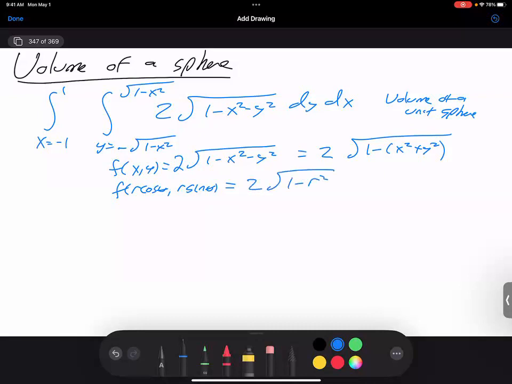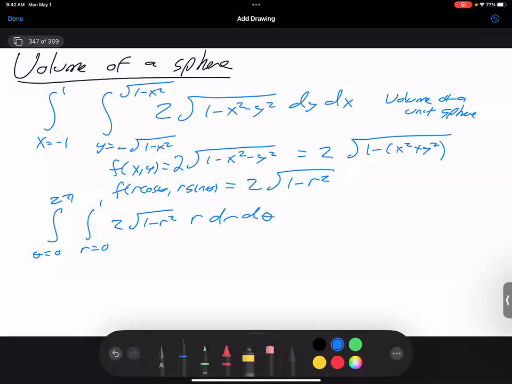Yep, perfect. And so for a lot of these problems, there's really no theta dependence. And that's one of the nice things: if you have a system that has no theta dependence, the theta integral often becomes nice. You can split the integration. So now we have the double integral. Our function is 2 square root of 1 minus r squared. Dx dy becomes r dr d theta. R goes from 0 to 1. Theta goes from 0 to 2 pi.